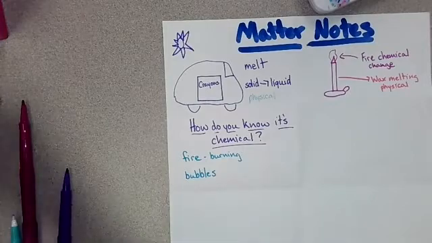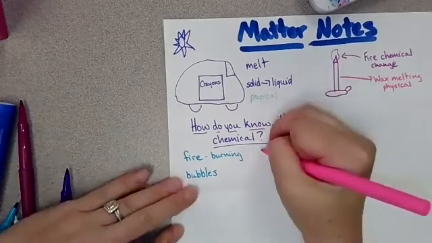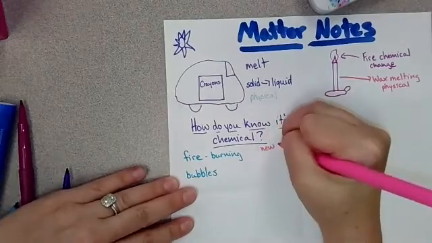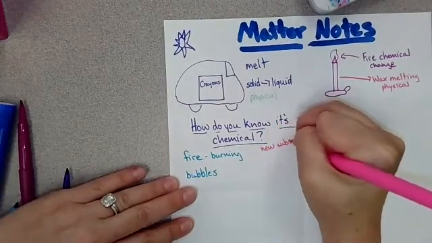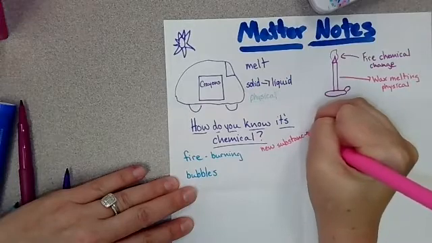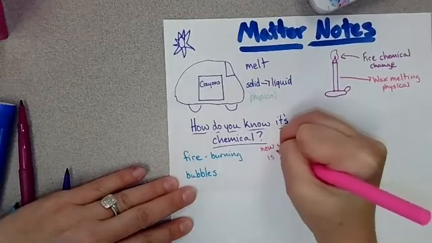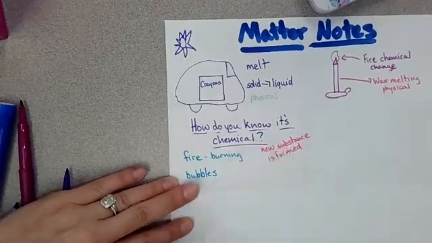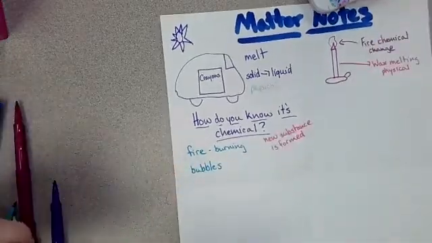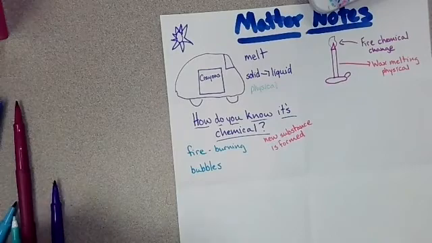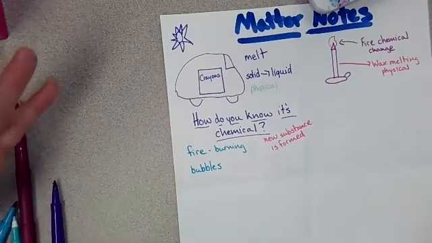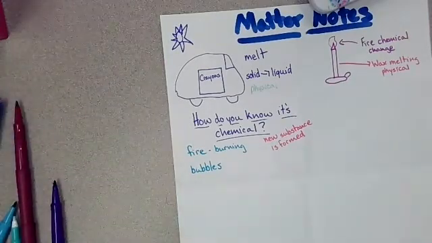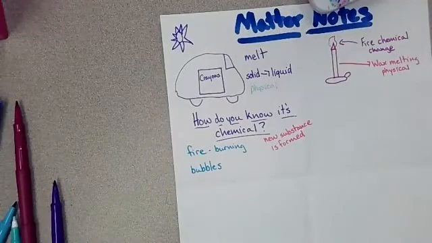All right, how about this? A new substance is formed, right? If you get something completely different, you know it's chemical. Like when you bake a cake, you know how it goes from eggs and sugar and flour and it bakes a cake. That's a completely new substance, isn't it, Jamal? Completely new substance.